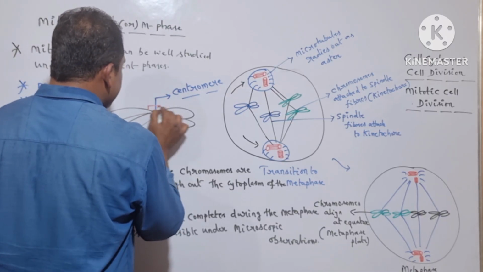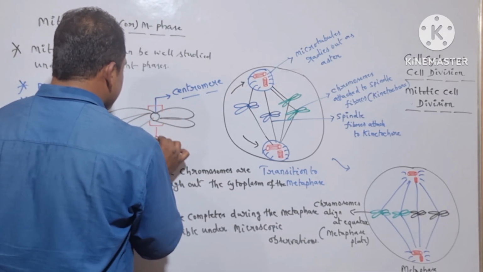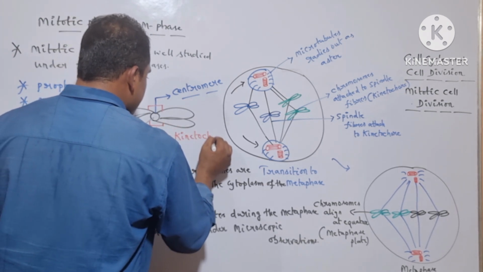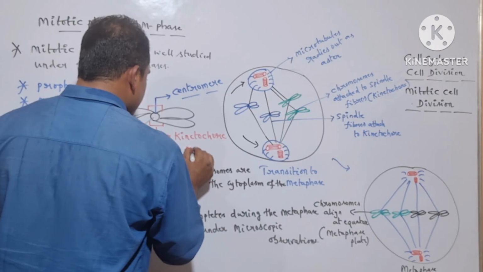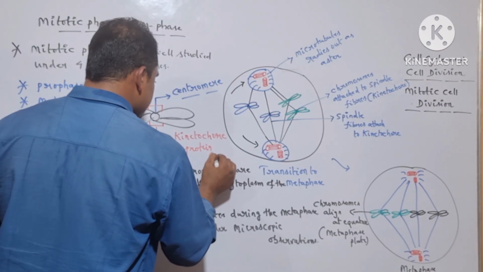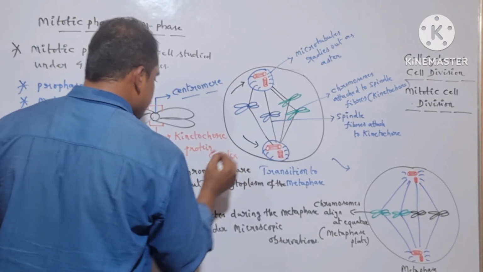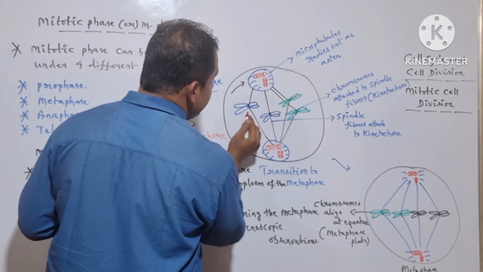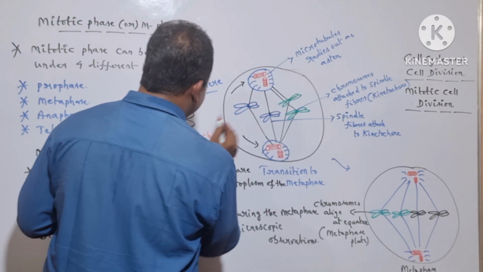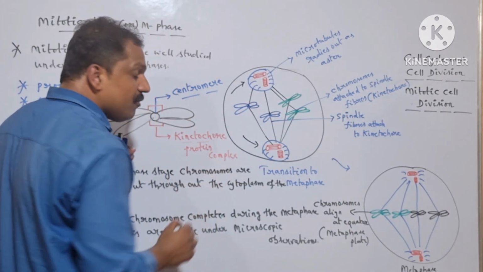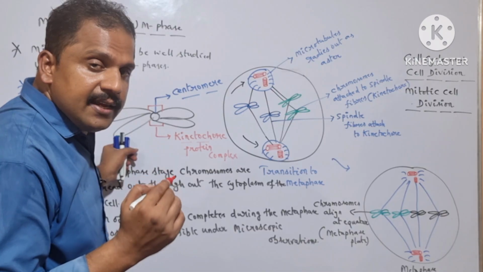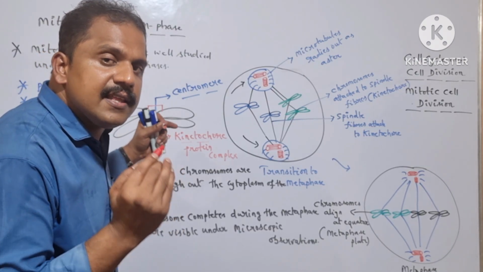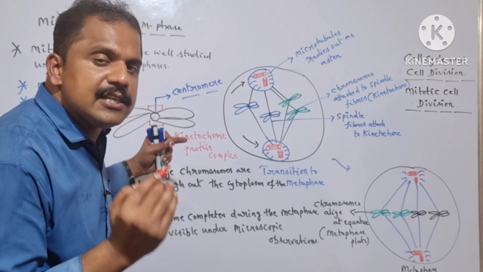So here it is nothing but the kinetochore, the kinetochore protein complex. The chromosomes are capable of remaining in association with the spindle fibers by taking advantage of a specific protein complex termed the kinetochore protein complex. Is it clear?